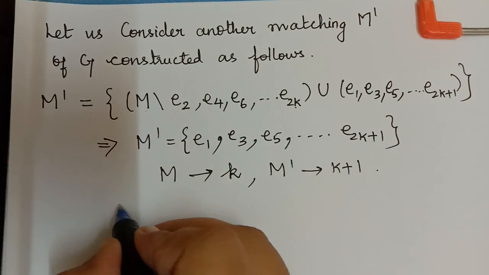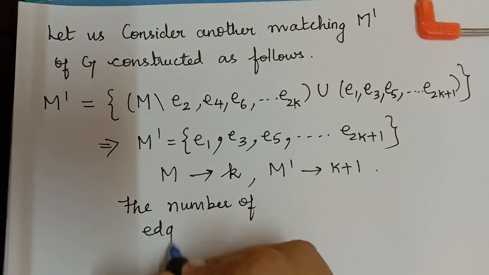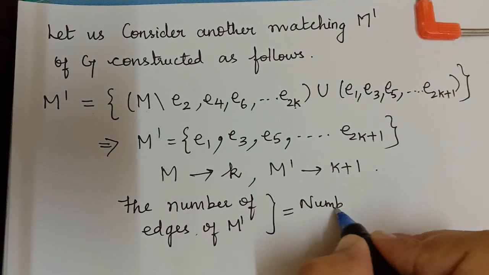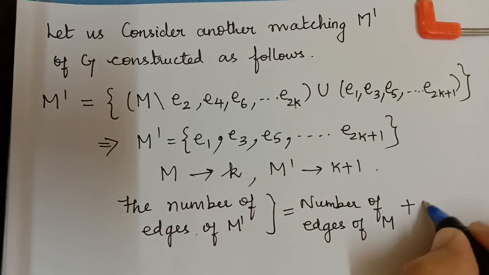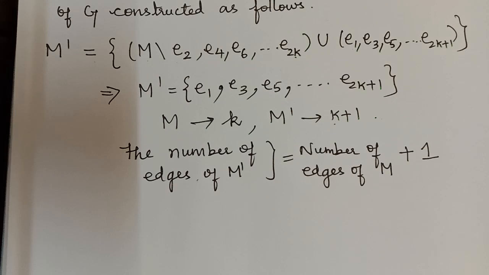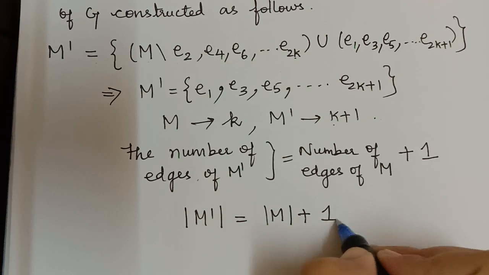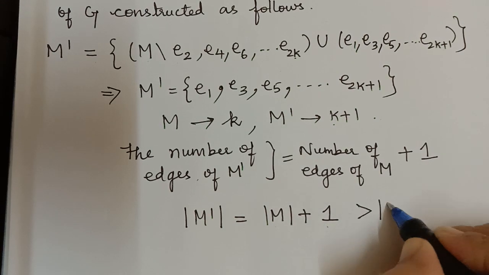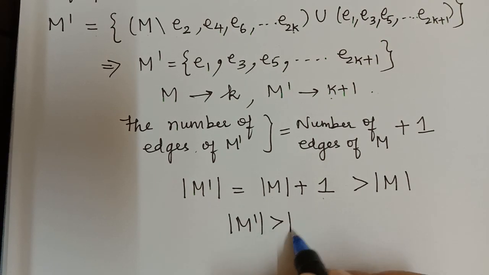And we can write it in this way also. The number of edges of M dash is equal to the number of edges of M, which is k, plus 1, because it is k plus 1, and that k can be written as the number of edges of M. So we see that the cardinality of M dash is equal to the cardinality of M plus 1. So that implies that the cardinality of M plus 1 is greater than the modulus of M. So we find that the modulus of M dash is greater than the modulus of M.